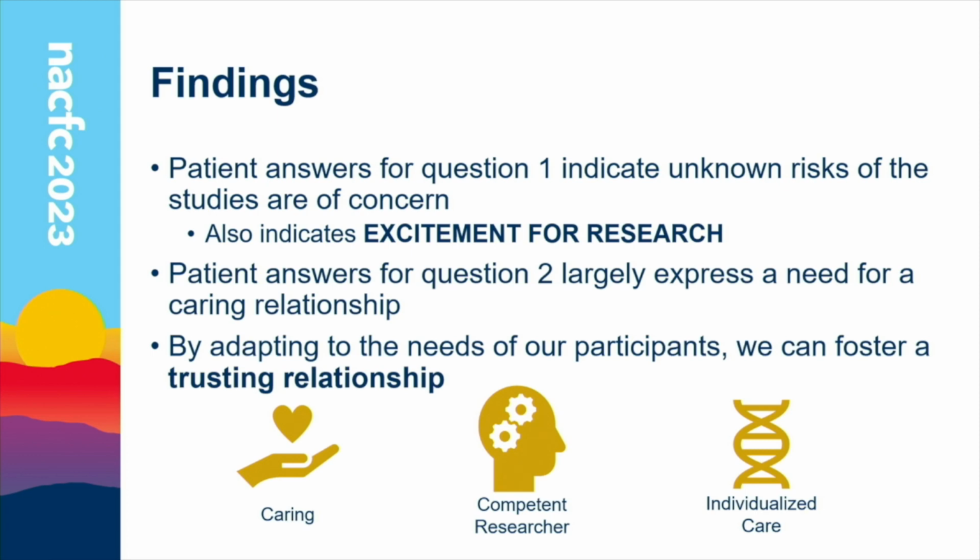And so there at the bottom, I broke it apart into 3 things that we should remember as we're speaking with subjects and participants. We should be caring. It takes a competent researcher, somebody that really knows what they're doing. And we need to individualize the care that we provide throughout it.